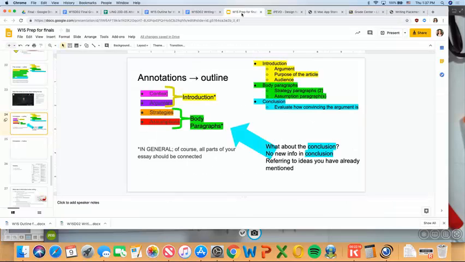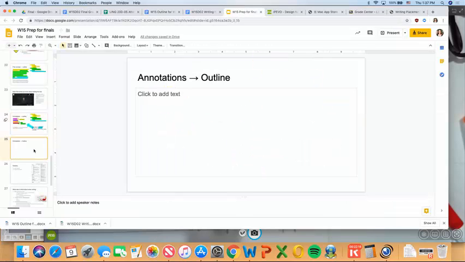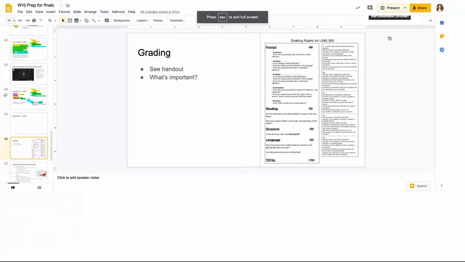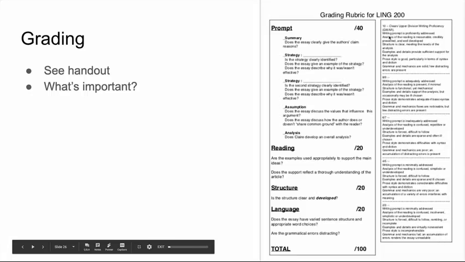So let's go back. Now I hope you've got a good understanding of how to annotate. You read the article, you look for the certain parts, you make an outline, and then you write. That's why we recommend 50 minutes for the reading and annotating, because once you get it all in order, you can spend 50 minutes writing and then 50 minutes editing.